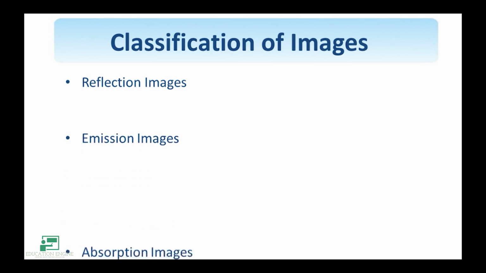Another possible classification of images is into reflection images, emission images, and absorption images. Reflection images sense radiation that has been reflected from the surface of objects. The radiation itself may be ambient or artificial. It can be from one source or multiple sources.